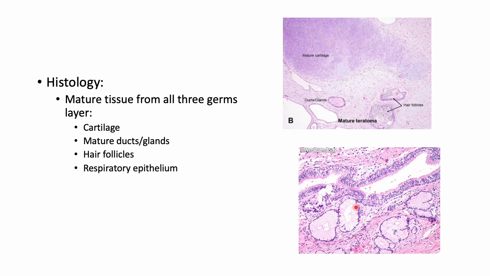More like intestinal or colonic kind of glands, right? So there is a presence of multiple structures. It depends case to case. So you see a mixture of these structures, and you know that all of these conclude as a mature teratoma.